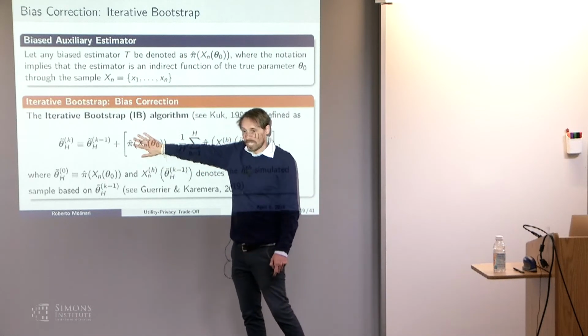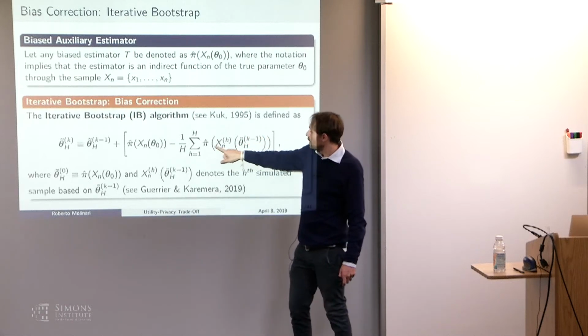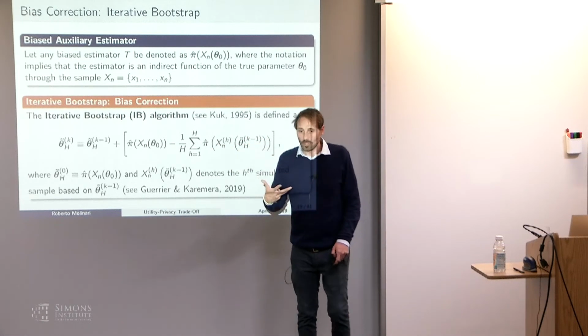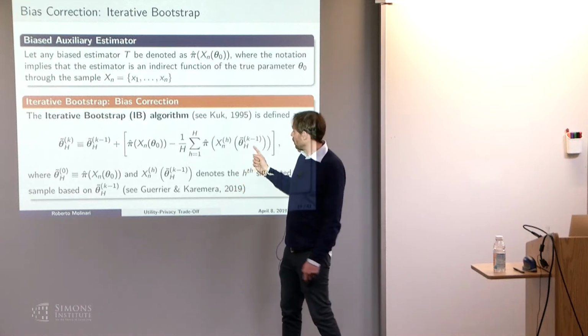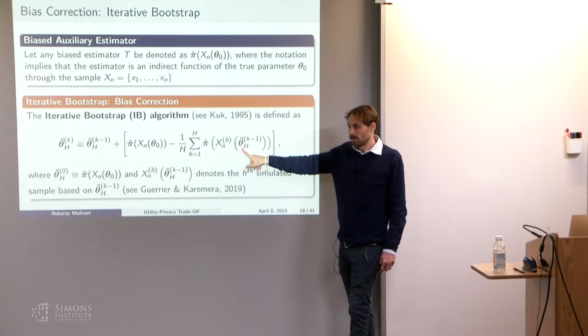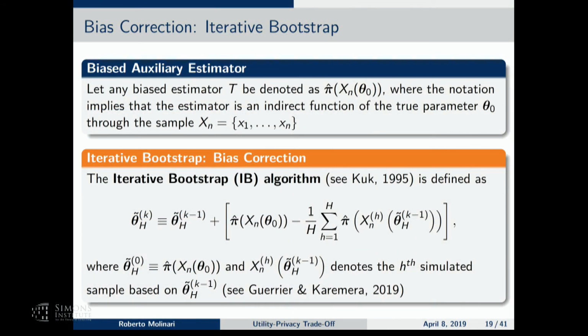So what I do is I take what I had from the data, and then I simulate from the distribution I assume for my data. Say I'm saying my data is exponential. I simulate from that distribution using a parameter theta k minus 1. So this is going to be, as the name says, iterative. It's the previous solution. Basically, I'm going to simulate based on the previous solution and compute my auxiliary estimator. And then what I'm doing is trying to find the theta that makes these as close as possible. And I do that in an iterative fashion. Okay?